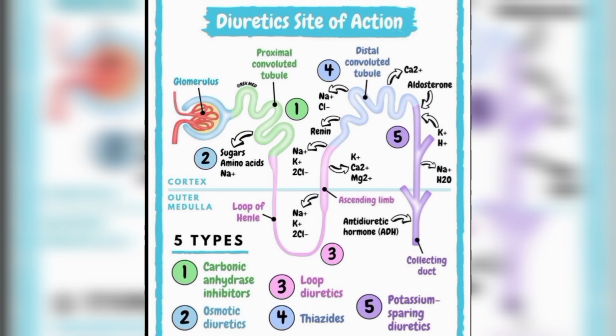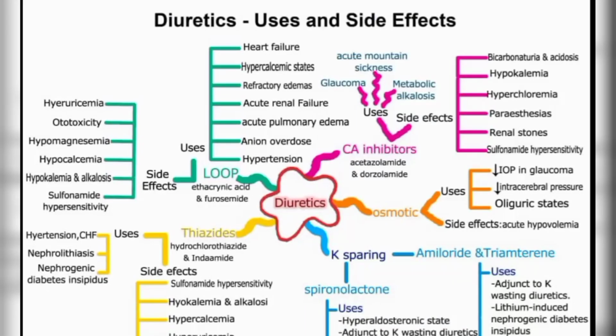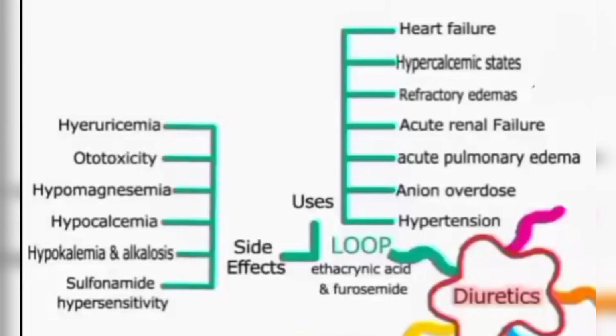Then when we continue to the collecting duct, that's where we have loss of potassium and hydrogen ions, then reabsorption of sodium and water. At this point, we have a diuretic hormone acting on the collecting duct. Then the drugs which basically act at this point are the potassium sparing diuretics. Going to look at these drugs, we are going to have them categorized into their uses and side effects.